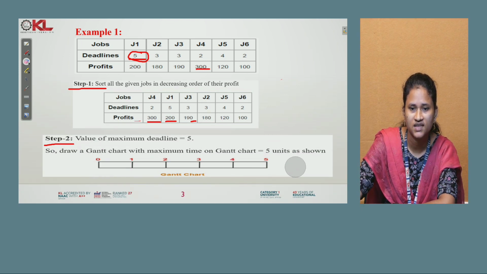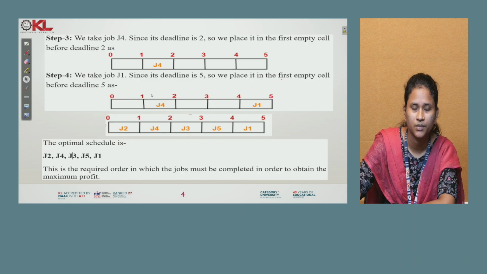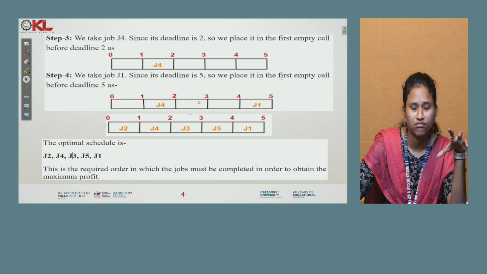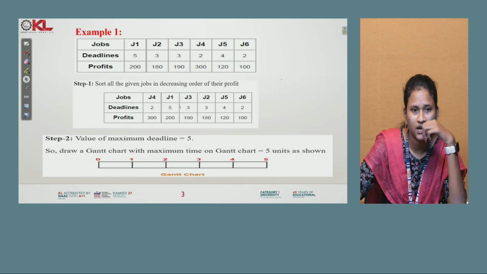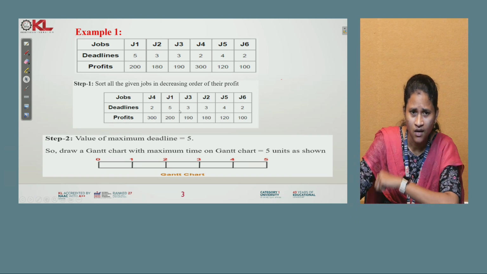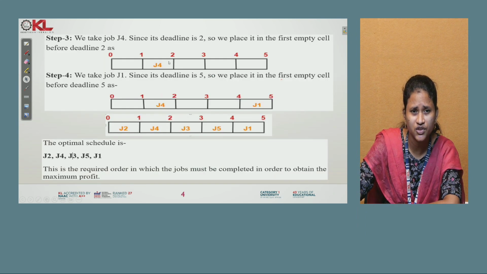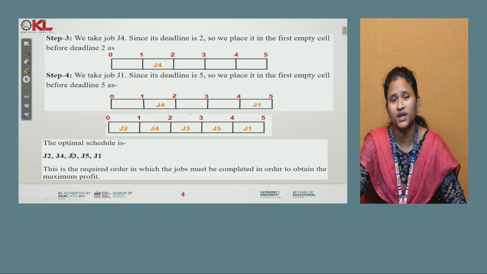First we have to rearrange the data based upon the profit value, and we have to take the Gantt chart based upon the maximum deadline value. And then the third step: after rearranging the jobs, we have to select the first job, that is J4, which has the most profit, 300. J4 will be chosen and placed into the Gantt chart.